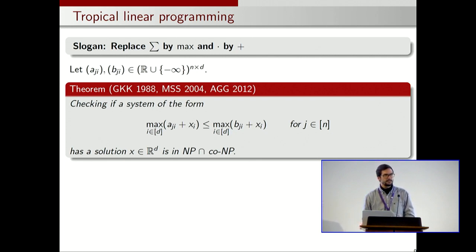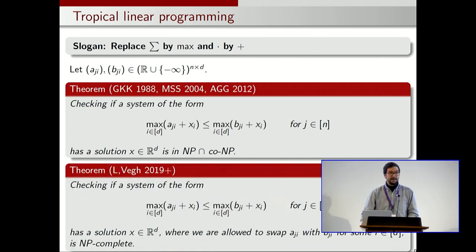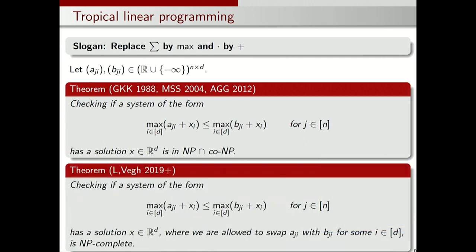So essentially this problem goes back to Gurvich, Karzanov, and Khachiyan in 1988, where they defined this as mean payoff games. I will explain this in a second. And then it occurred under the name of and/or scheduling, and finally as tropical linear programming. So really this tropical means these operations max and plus.